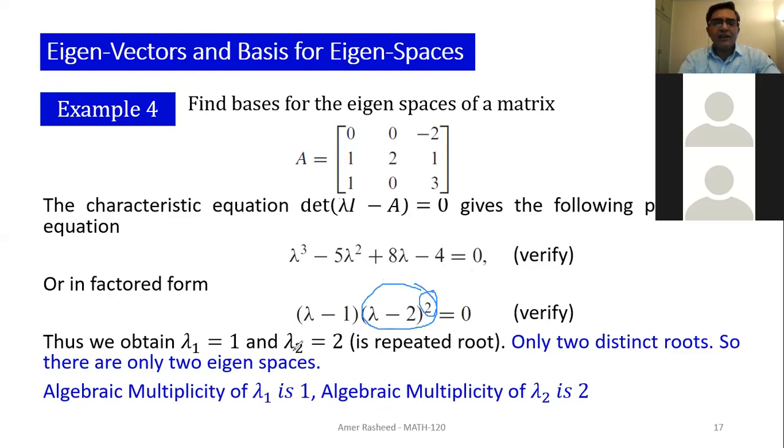What does it mean? Lambda 2 is equal to 2 is appearing 2 times in this equation. So the algebraic multiplicity of lambda 2 is 2, because it is appearing 2 times in the characteristic equation, or it is a root of that characteristic equation. And it is repeating. I hope that answers the question. If you have any further question, you can ask me.